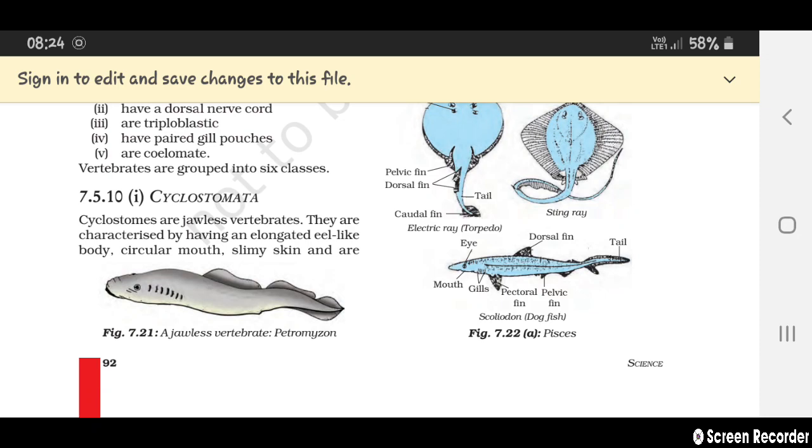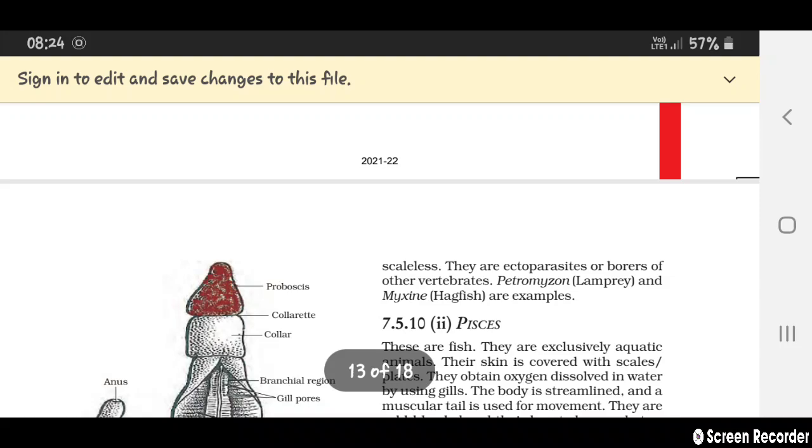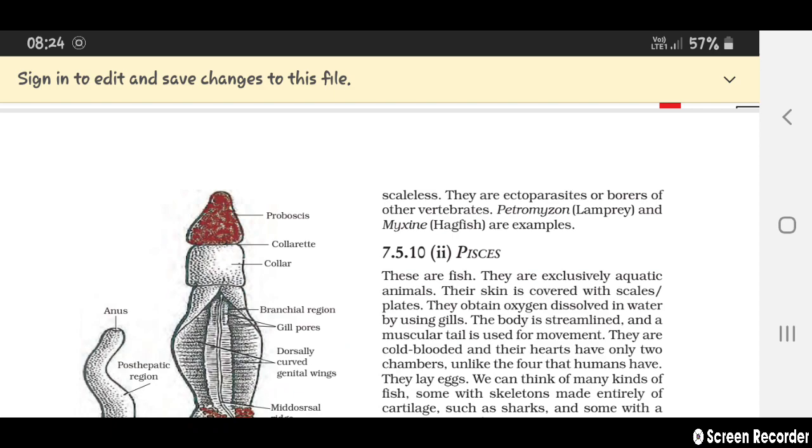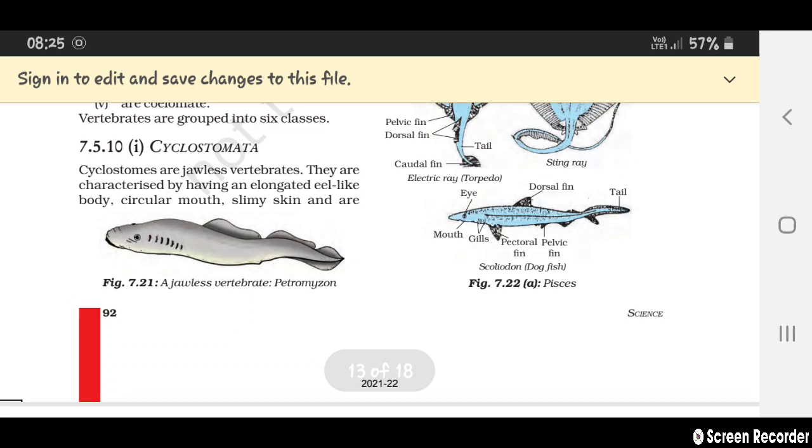cyclostomes, or jawless vertebrates. They are characterized by having an elongated eel-like body. They have a circular mouth, slimy skin, and they are scaleless. They are ectoparasites or borers on other vertebrates. Petromyzon, that is the lamprey, and Myxine, the hagfish, are examples for the Cyclostomata. Here you can see a jawless vertebrate, the Petromyzon. This is the example for the Cyclostomata.